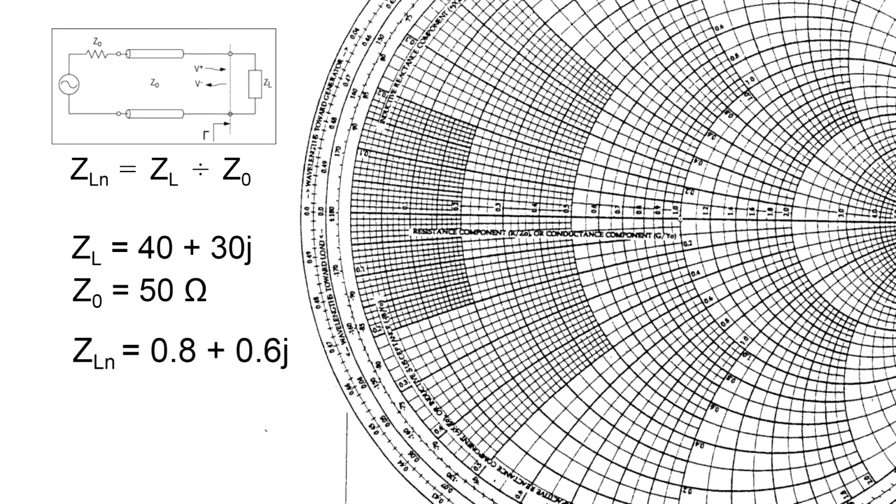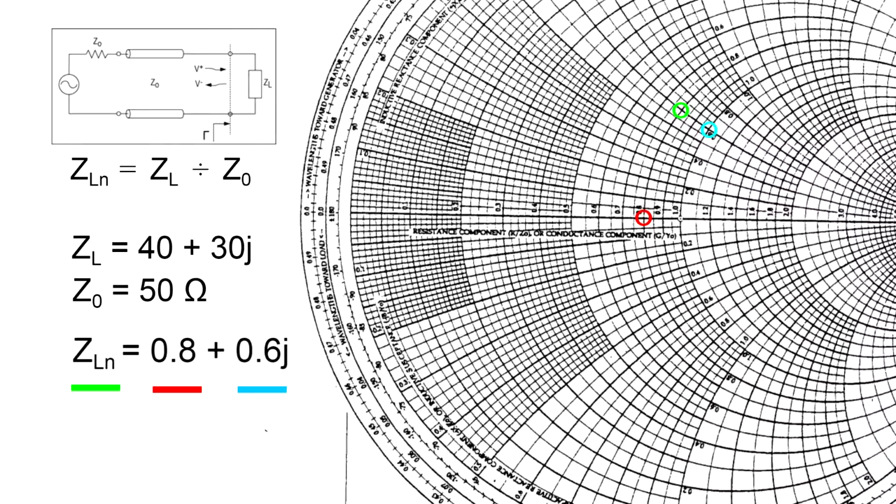We can plot this on the Smith chart by first looking for the real part, 0.8, along the center horizontal line. Next, we can look for 0.6j. This will lie on an arc above the center line because it is positive 0.6j. If it were negative 0.6j, we would have to look below the center line. The normalized load impedance, seen in green, is where the 0.8 circle and the 0.6j arc meet.